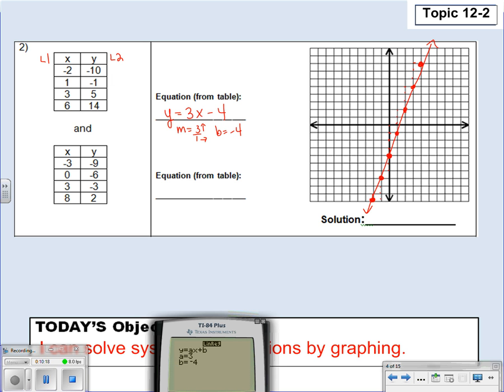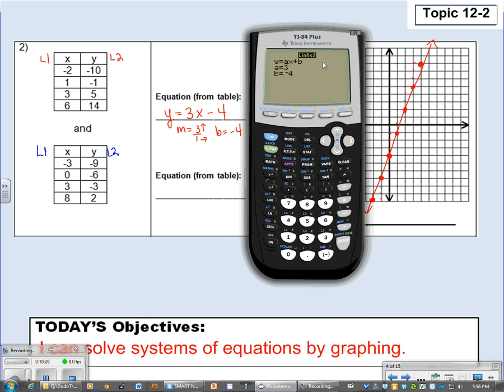Now we'll go to our second table. So X is going to L1, Y is going to L2. Use the calculator again. We'll hit Stat, Edit.